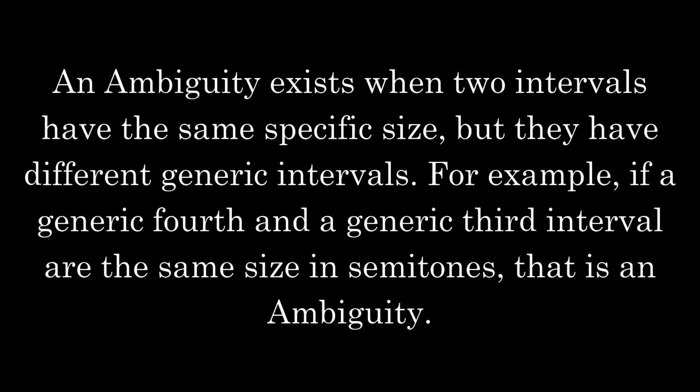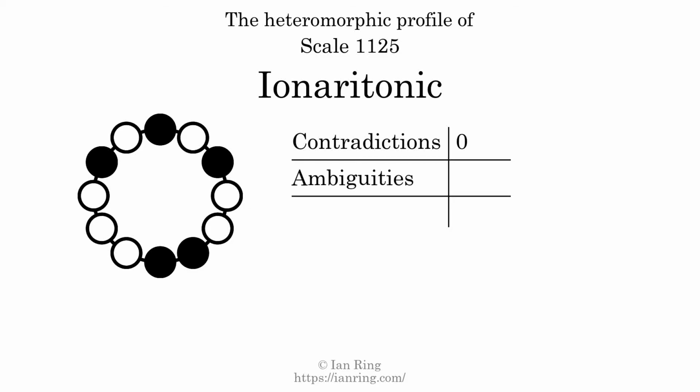An ambiguity exists when 2 intervals have the same specific size, but they have different generic intervals. For example, if a generic fourth and a generic third interval are the same size in semitones, that is an ambiguity. The number of ambiguities in this scale is 5.